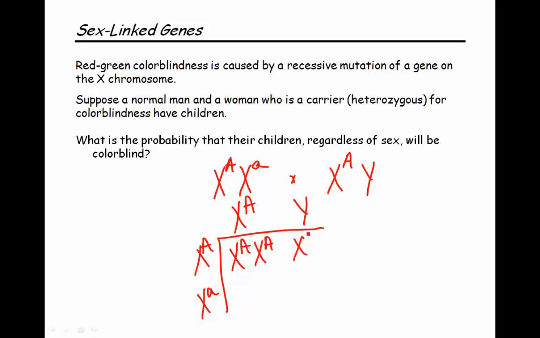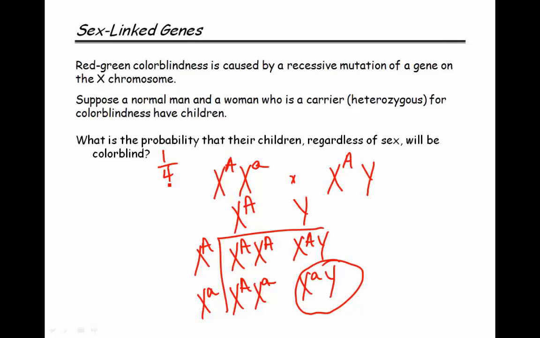So if we fill in the boxes here, we can see that this bottom box would be the only offspring that we would expect to be colorblind. So the probability that their children, regardless of sex, would be colorblind would be 1/4.